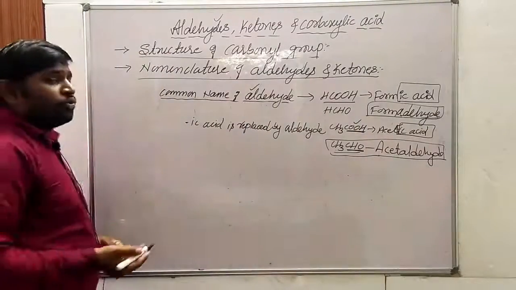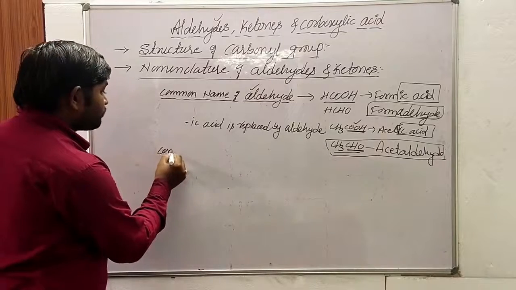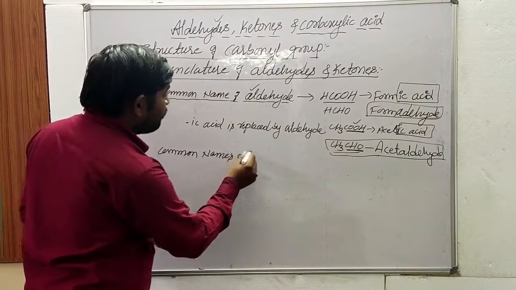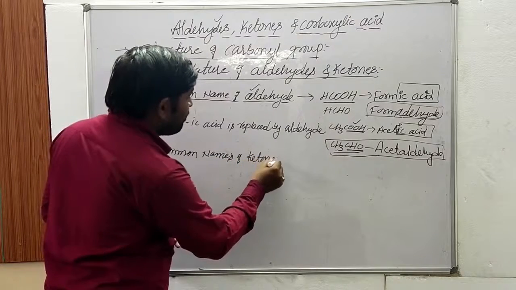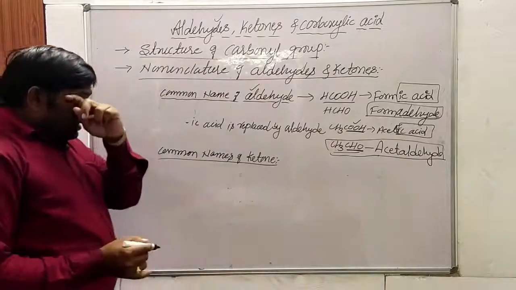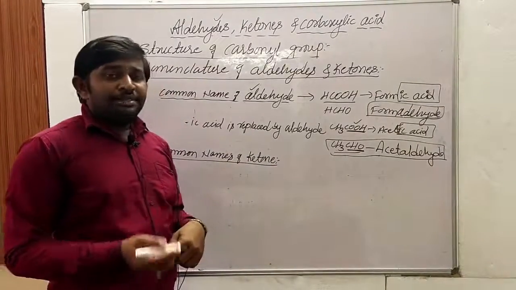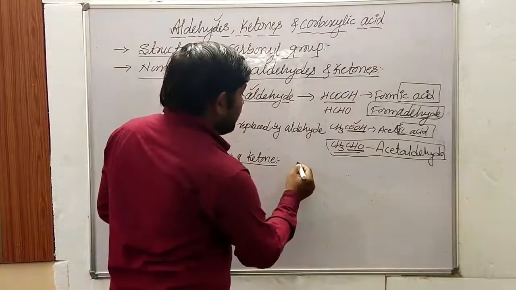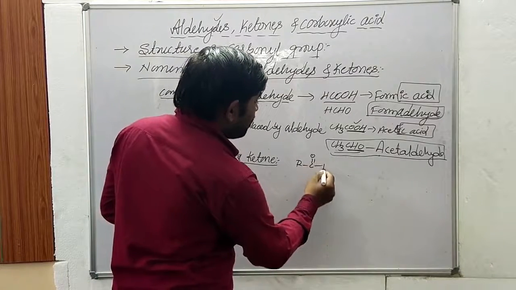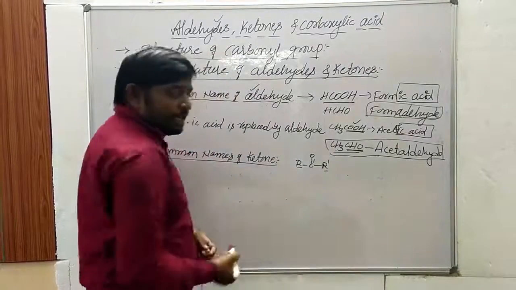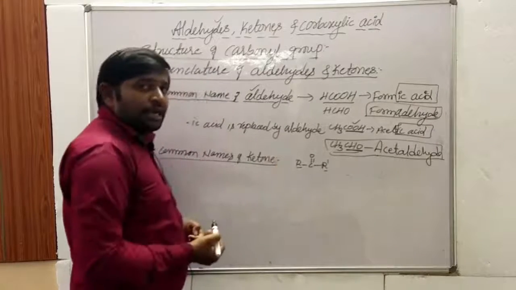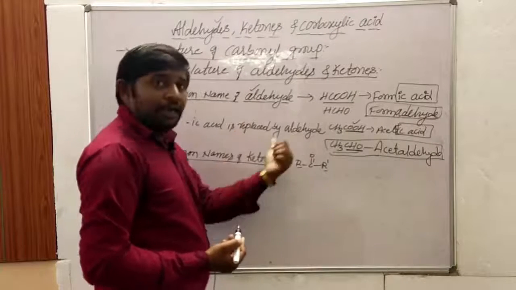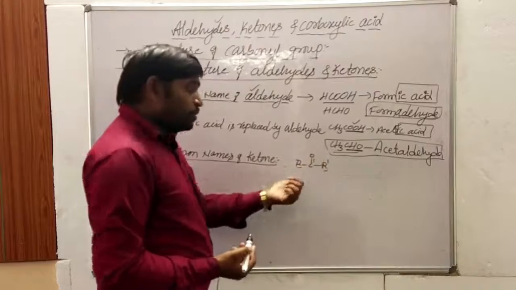Similarly, how do you write the common names of ketones? In ketones, common names are written based on the alkyl groups present on either side of the carbonyl group. For example, R C double bond O R dash: one is an alkyl group, the other is another alkyl group. Based on the alkyl groups present, we can name it alkyl ketone or alkyl aryl ketone, whatever the compound may be.